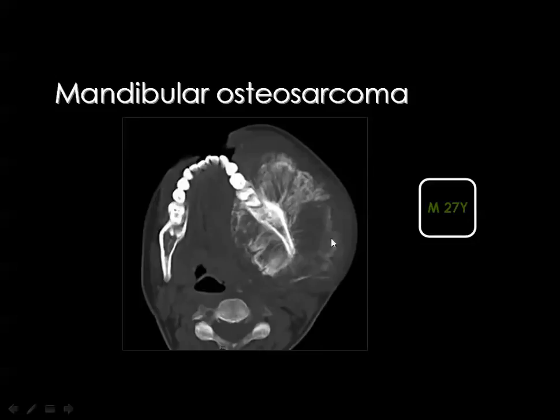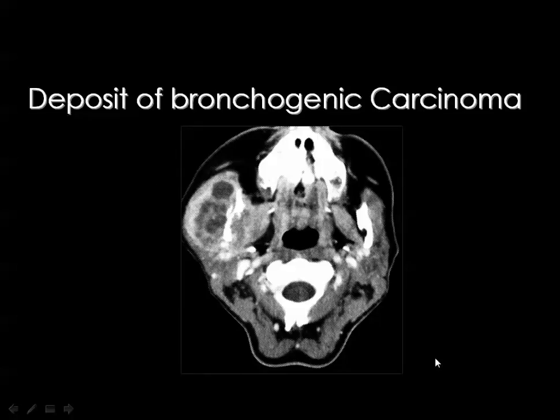Like this case, which is of a classic mandibular osteosarcoma showing the sun ray spiculations, and the mass is very big. It arises from the mandible. You don't need to look to the parapharyngeal fat, which is compressed from the anterolateral aspect.